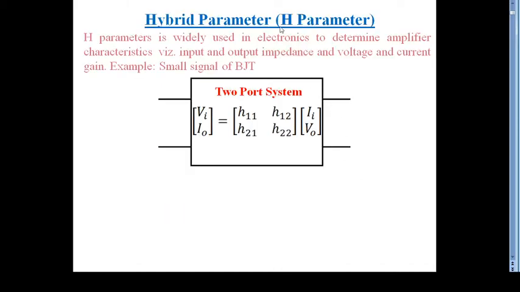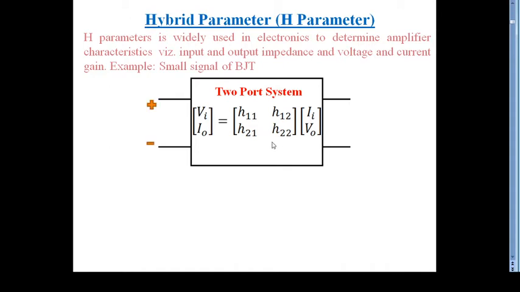I already discussed the H parameter. It is widely accepted in electronics to determine amplifier characteristics. Through the H parameter we can find the input impedance, output impedance, voltage gain and current gain. We will derive all these step by step. The example is our small signal BJT. This is the two-port system for an H parameter: input voltage, output current, input current, output voltage.